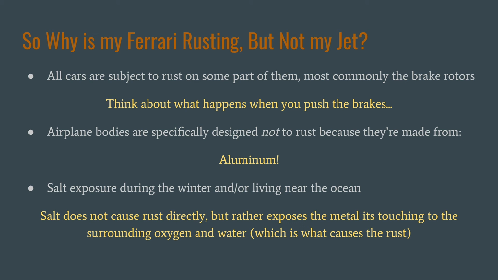The reason your airplane doesn't rust is because it's made from aluminum, not iron, and we now know that only iron can rust. Aluminum is also very light, which is another large factor for why it's used. And the salt exposure during the winter and or living near the ocean is what causes any sort of treated layer of metal to be exposed to the surrounding atmosphere. Salt doesn't cause rust, but it will corrode away a layer to expose the metal underneath.